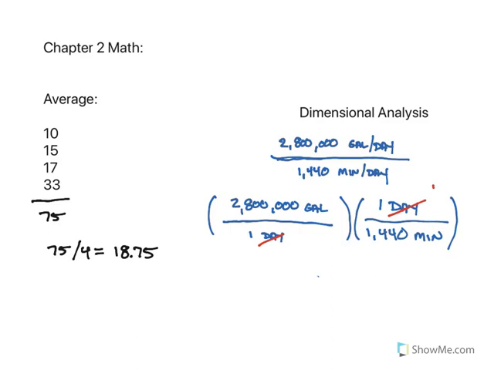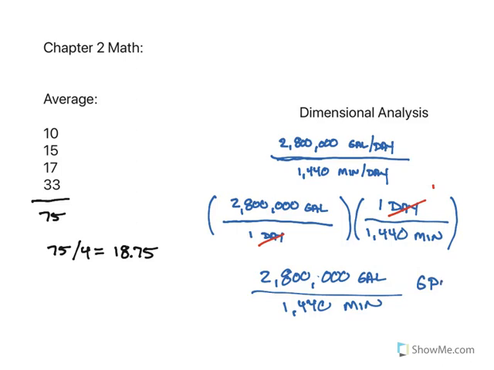So we could basically wind up with 2,800,000 gallons divided by 1,440 minutes. So our answer would actually be in gallons divided by minutes, or gallons per minute. So yes, that would actually be correct as a way to set that problem up.